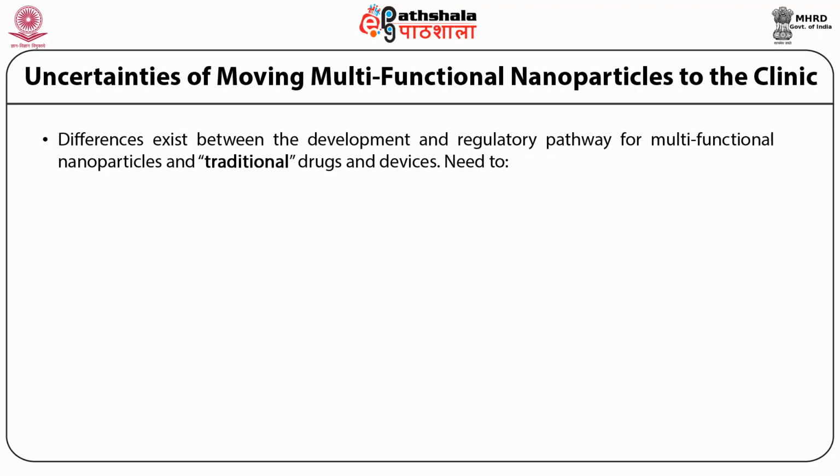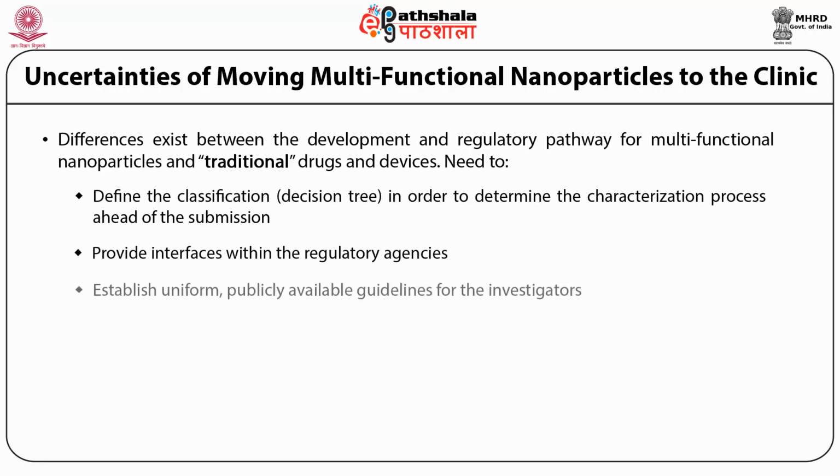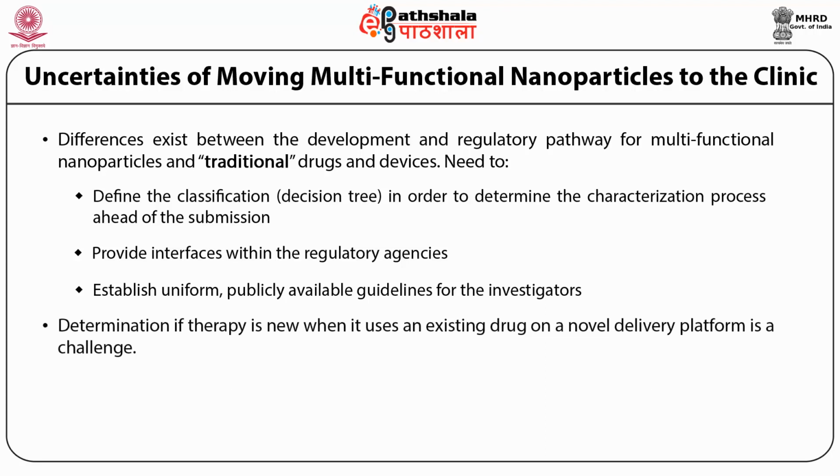First of all, define the classification, in order to determine the characterization process ahead of the submission. Before you submit for clinical trial, you have to define the classification. Then you have to provide the interfaces within the regulatory agencies. Then you have to establish uniform, publicly available guidelines for the investigators, such as for toxic effects. And determining whether a therapy is new is a challenge when it uses an existing drug on a novel delivery platform.